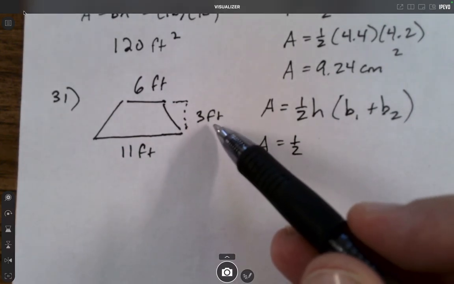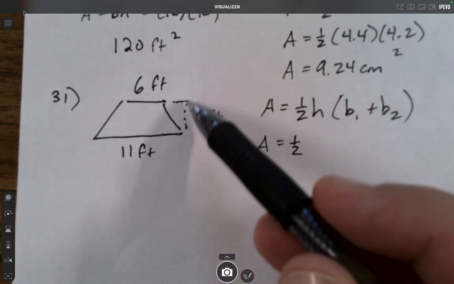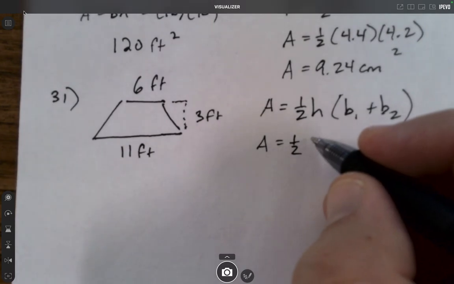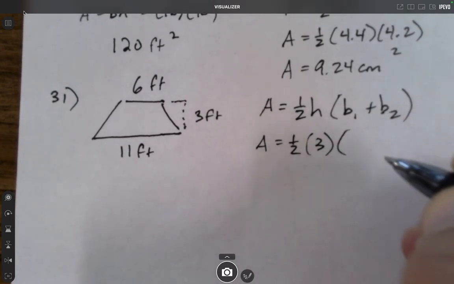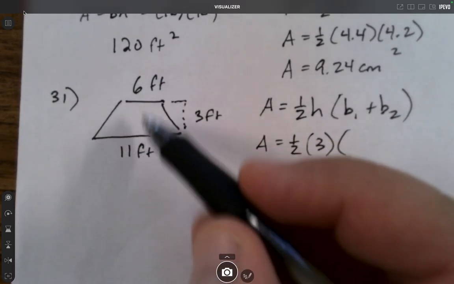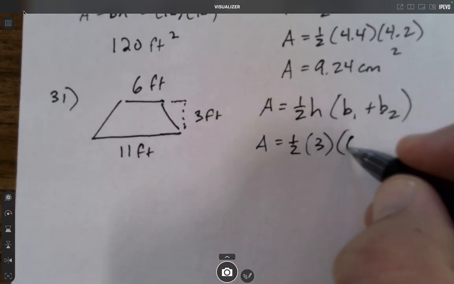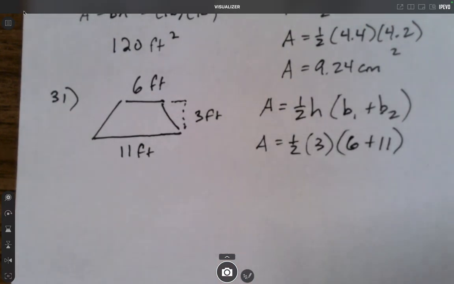But the height is the 3 feet found right here. That's what they're showing with these dotted lines. And these are the two bases. Makes no difference which one you call which. 6 plus 11 and 11 plus 6 both equal 17, so you're good either way.